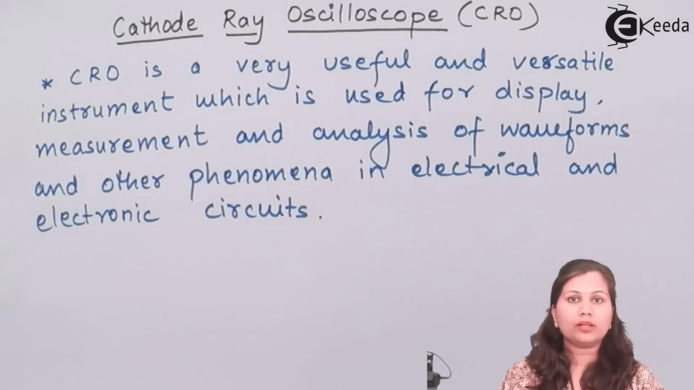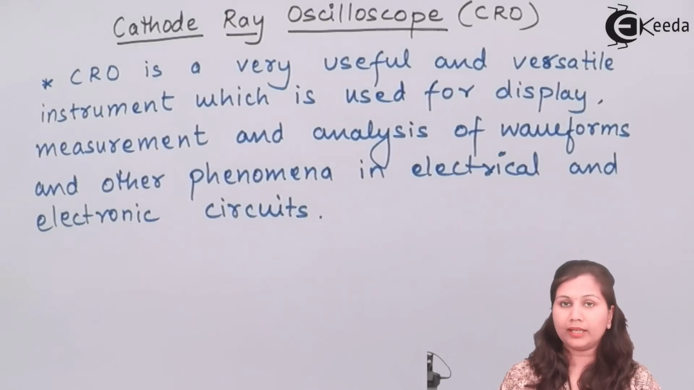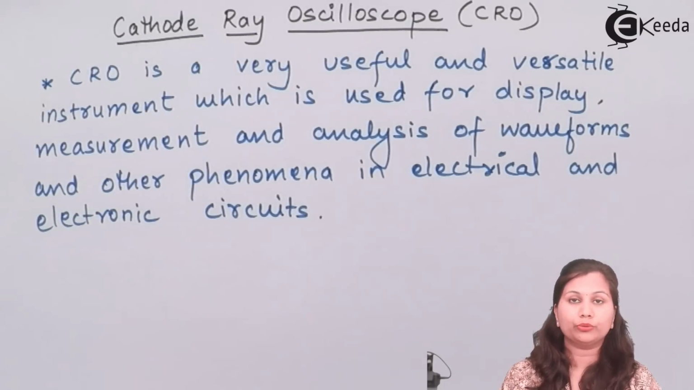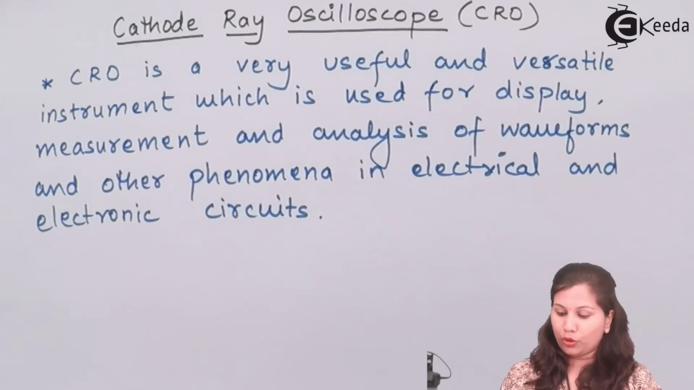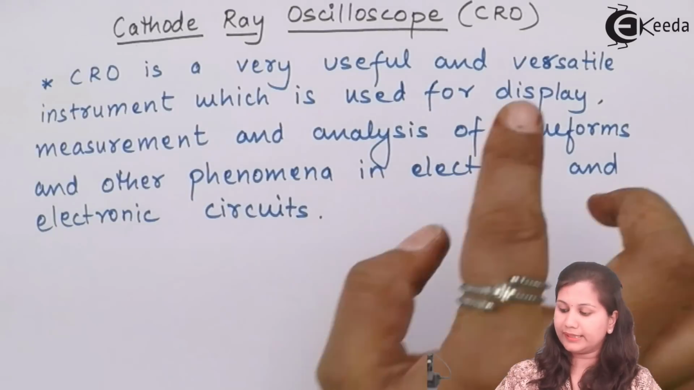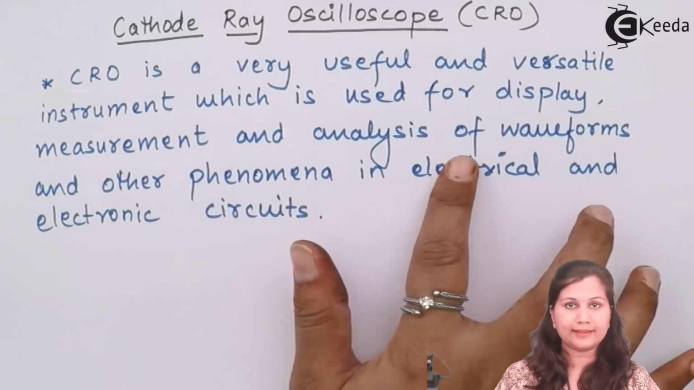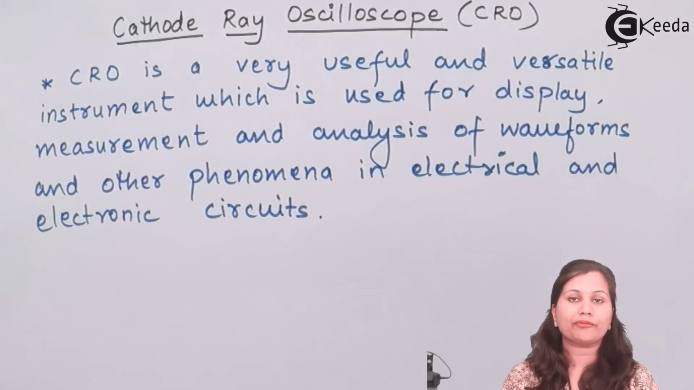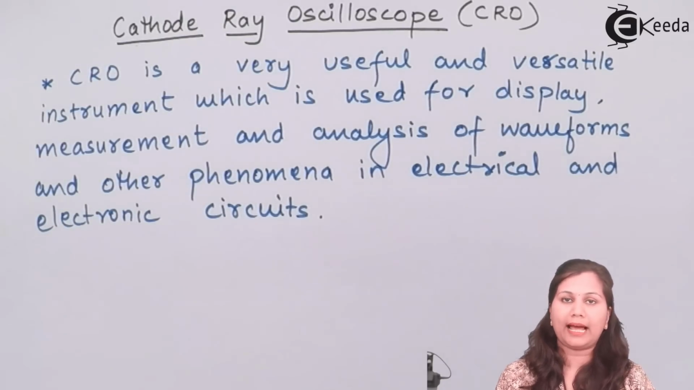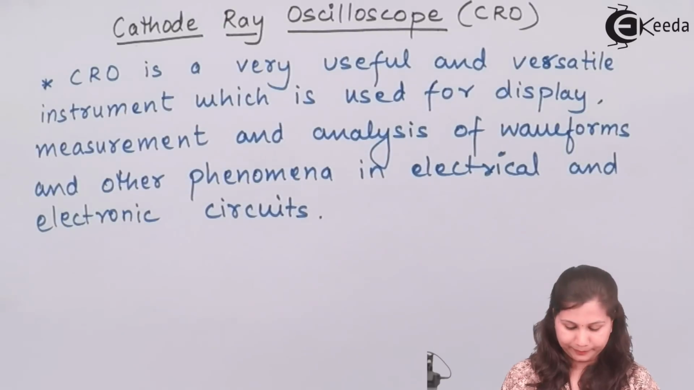So in CRO, a signal is plotted, and we can analyze or measure the various phenomena, like we can measure the time interval and the amplitude using the CRO. So we can say that the most important use of CRO is the display, measurement and analysis of various types of waveforms and other phenomena, and it is the most important instrument which is used in electrical and electronic circuits.